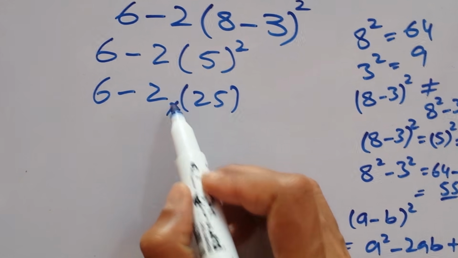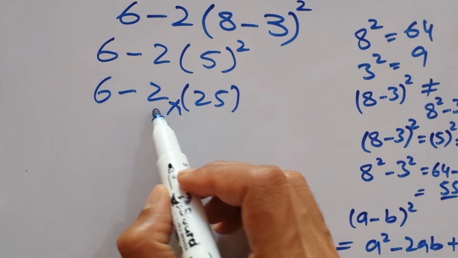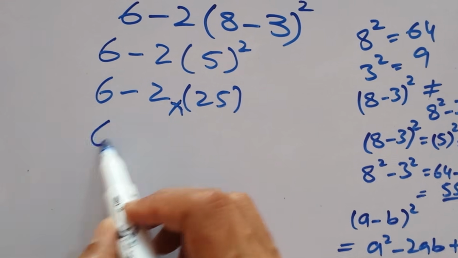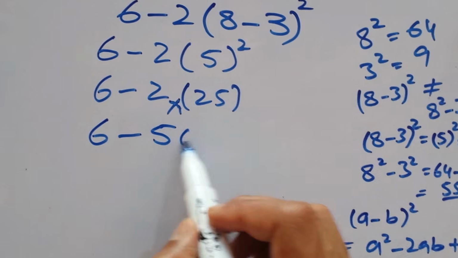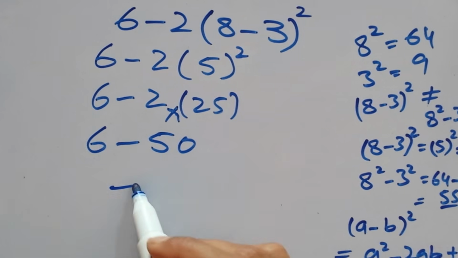Now here is multiply. Multiplication and division must be done before addition and subtraction. So multiply first. 2 times 25 equals 50. Now 6 minus 50 equals minus 44.